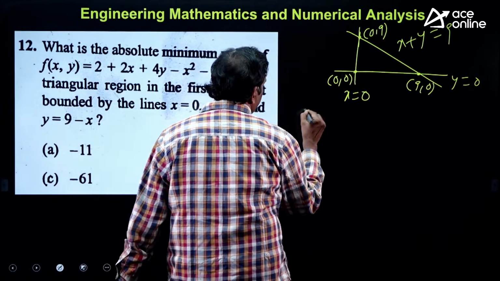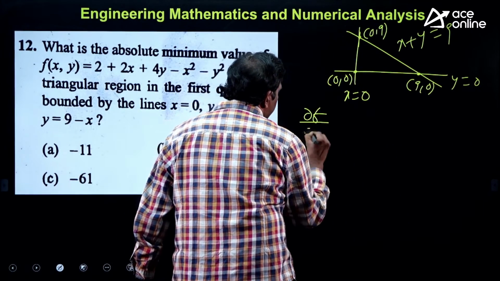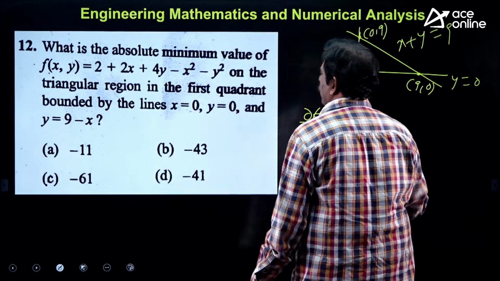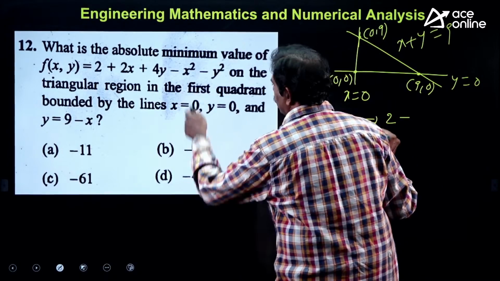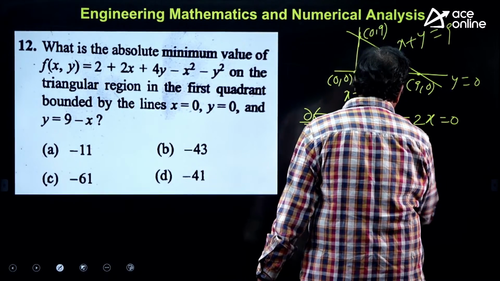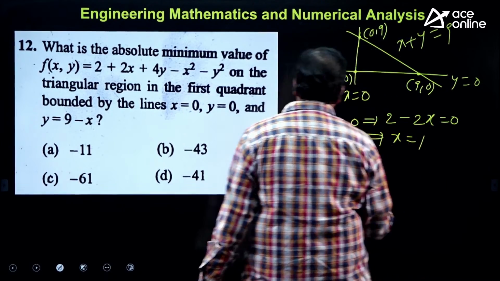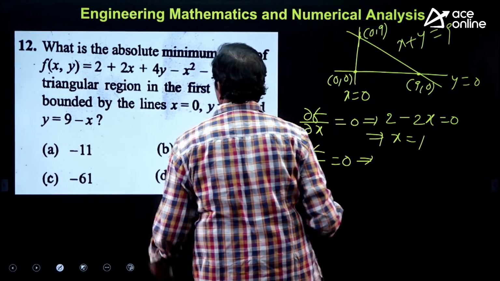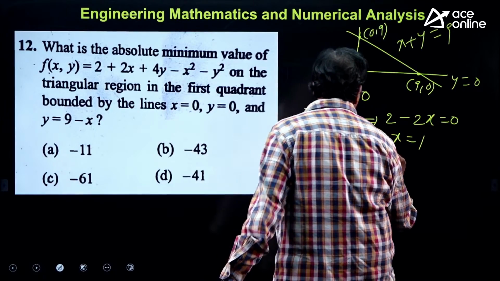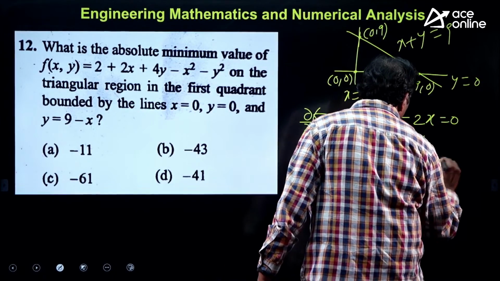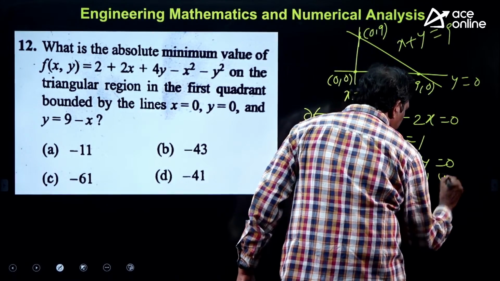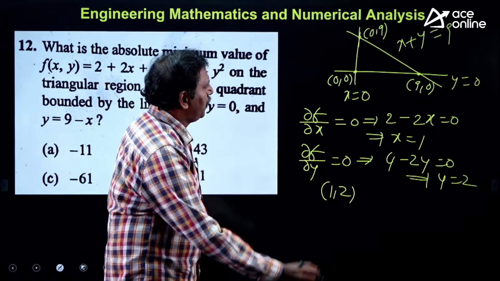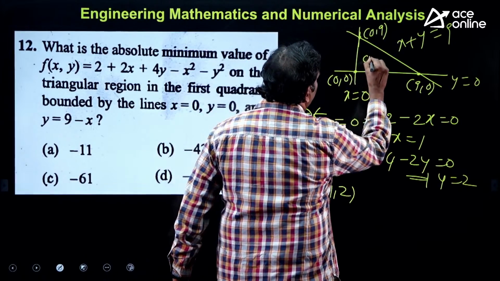So what is ∂f/∂x? First you have to find ∂f/∂x equal to 0, which implies 2 minus 2x equals 0, so x equals 1. Next, ∂f/∂y equal to 0 implies 4 minus 2y equals 0, so y equals 2. So the point is (1, 2). Say this, (1, 2) is one point.